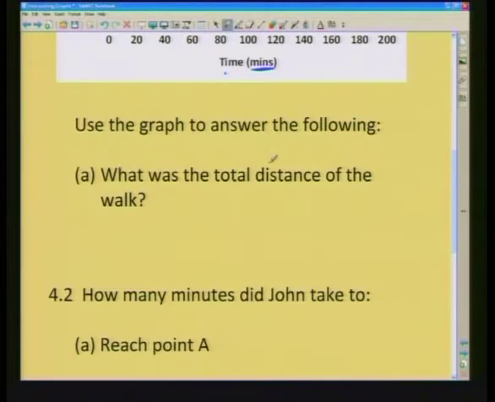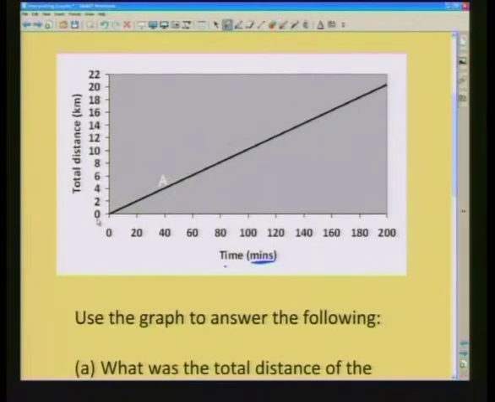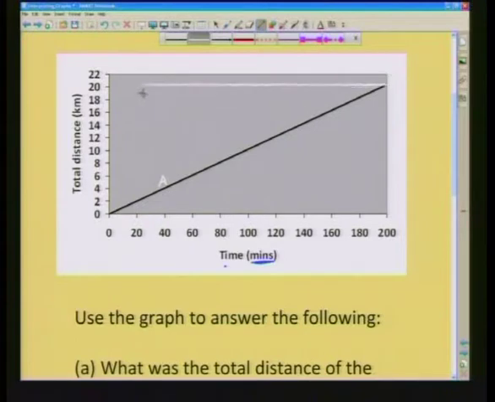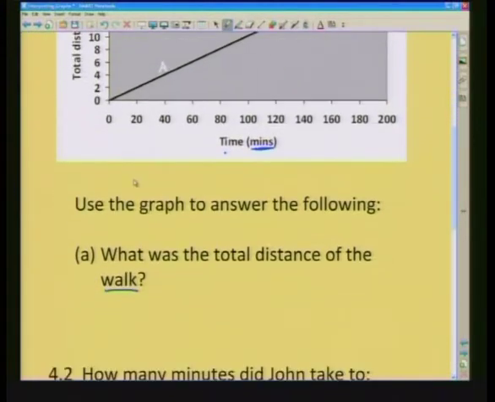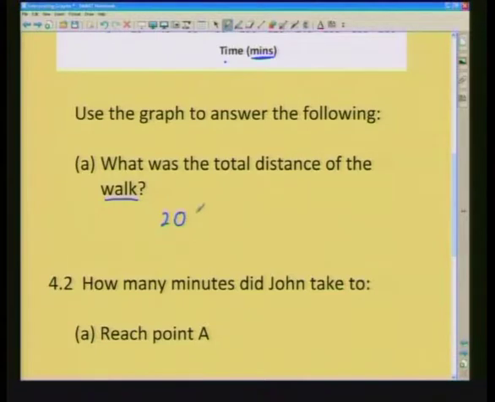They want to know what was the total distance of the walk. So in order to find the total distance of the walk, we basically just need to see how far along this graph goes. We see that he started at 0 and he stops at that point at 200 minutes. So if I want to see what the total distance is, all I need to do is just go across from his time, and that's about 20 minutes. So, sorry, not 20 minutes, 20 kilometers. So the total walk took him a distance, or he walked a distance of 20 kilometers.